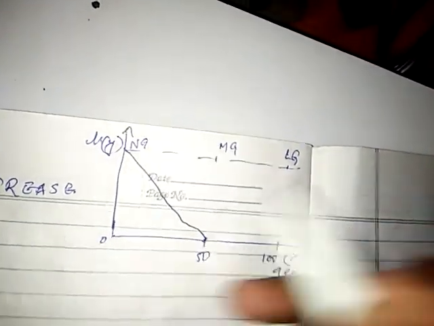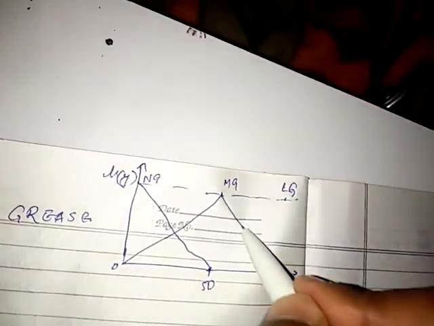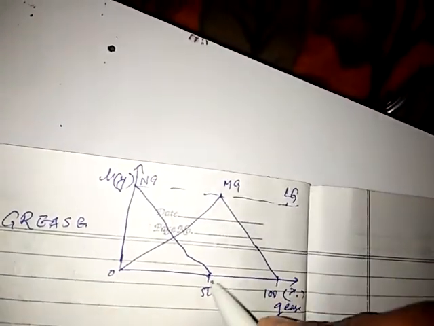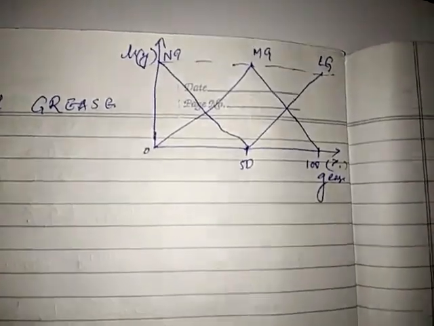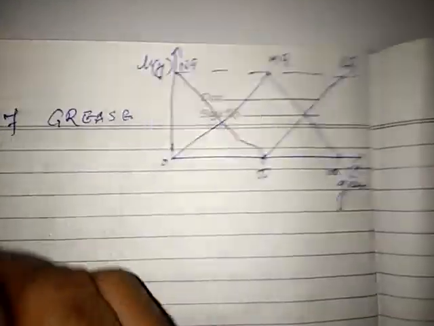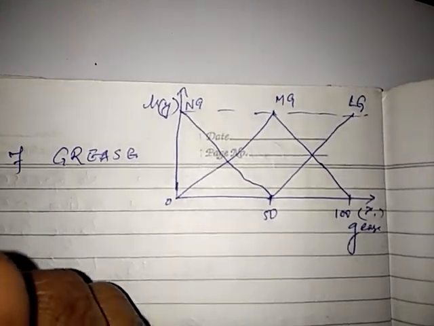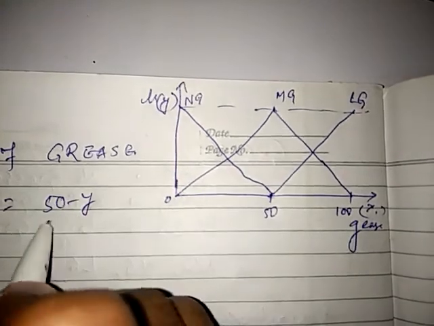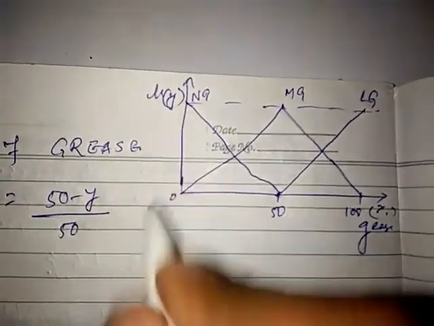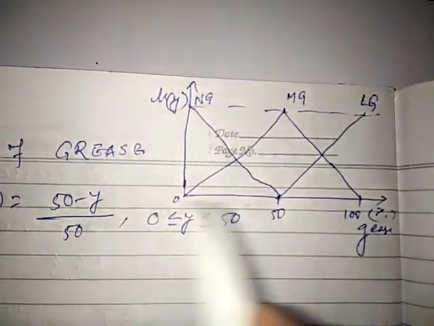Here that is the no grease, medium grease, large grease. Here we are finding the membership function. We are using the same concept to find the membership function. For the no grease y, it has only one range, that is 50 minus y divided by 50. The range is 0 to y to 50.